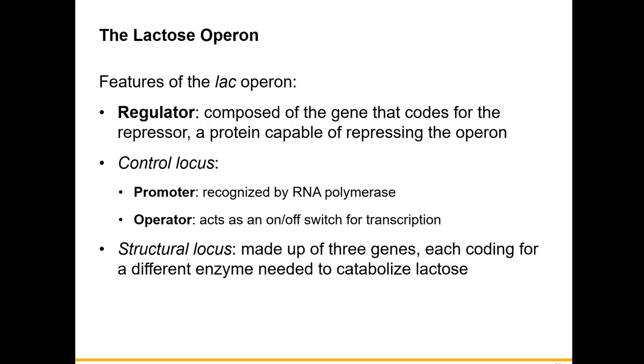The one we're going to talk about first is the lac operon, or the lactose operon. It has a regulator that's composed of the gene that encodes the repressor, a protein capable of repressing the operon. You have a control locus, which has a promoter that recognizes the RNA polymerase, and an operator that acts as an on-off switch for transcription. There's also a structural locus made up of 3 genes coding for different enzymes needed to catabolize lactose. So we're going to break it down.